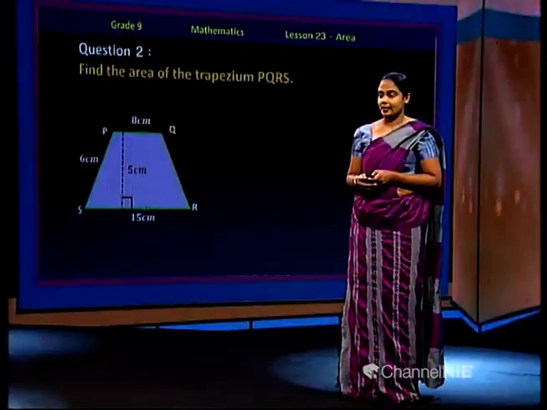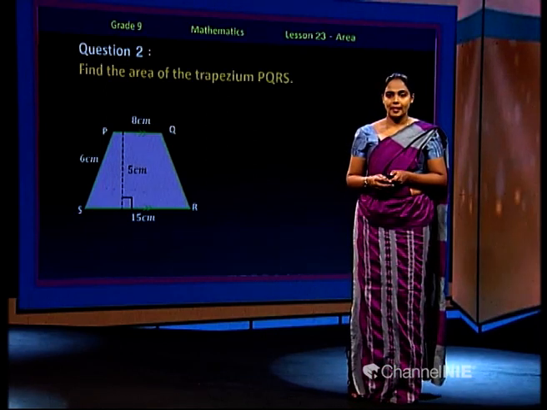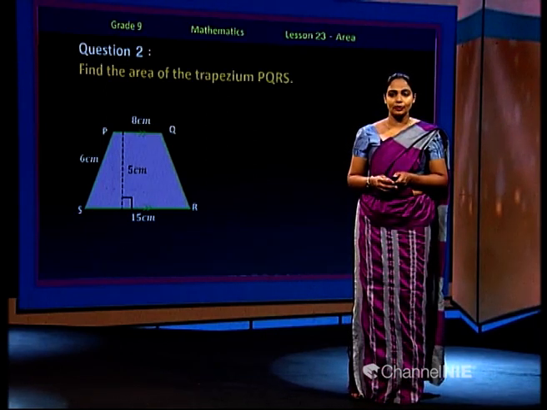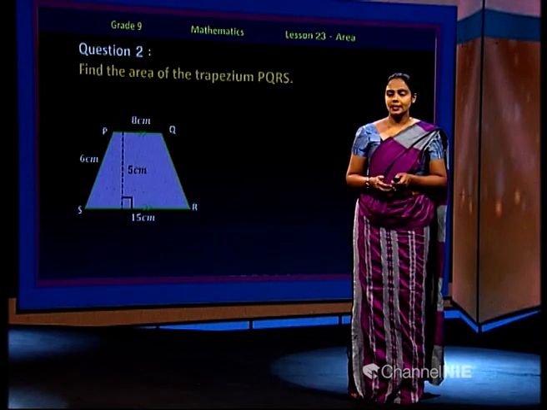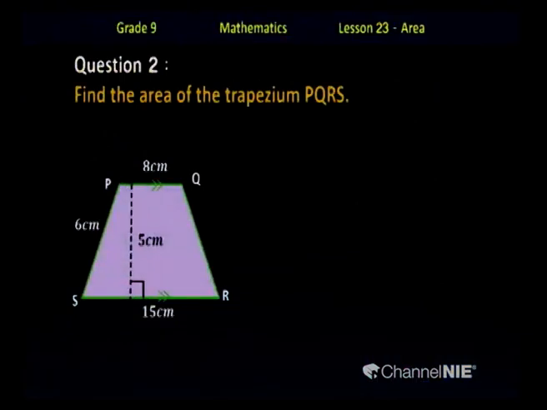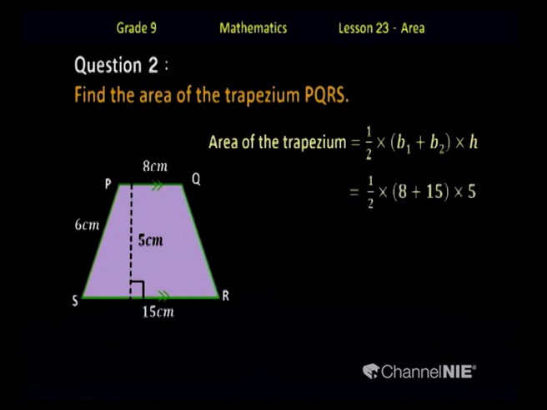Now students, let's go to question number 2. Find the area of the trapezium PQRS. What is the given information? You should identify the two parallel sides and the perpendicular height between them. The parallel sides are SR and PQ. Get the sum of SR and PQ. Then the area of the trapezium is half into 8 plus 15, into 5. 5 is the perpendicular height.